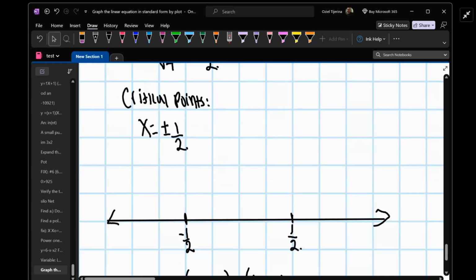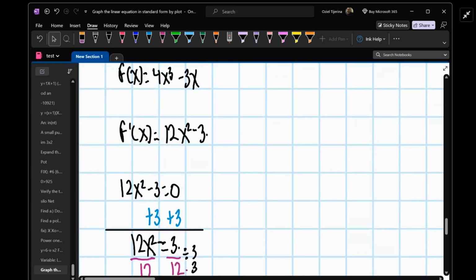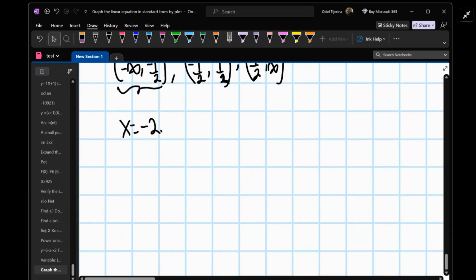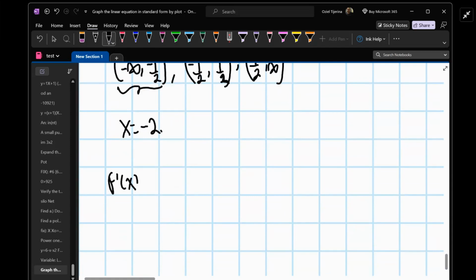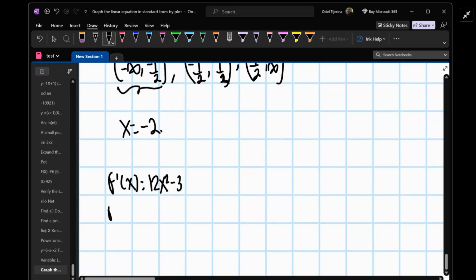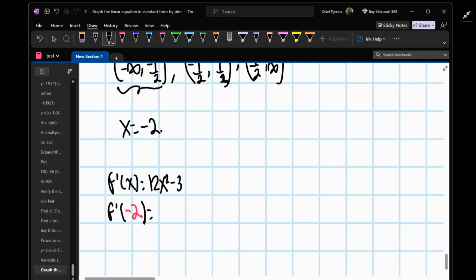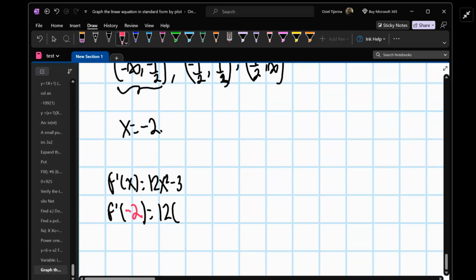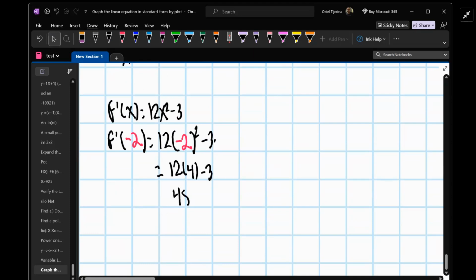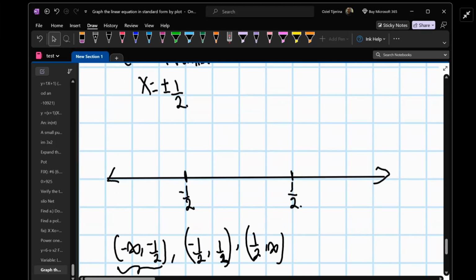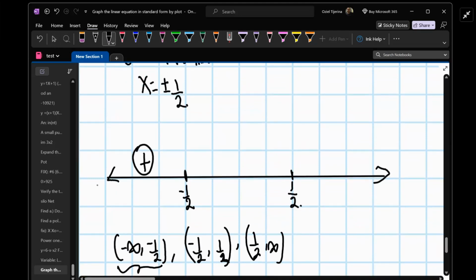Now, for this one, we're going to test x equals -2. When we do that, the derivative f prime of x is 12x squared minus 3. So f prime of -2 is equal to 12 times -2 squared minus 3. This is 12 times 4 minus 3, which is 48 minus 3, so it's positive. That means it's increasing in this interval, from -infinity to -1/2.